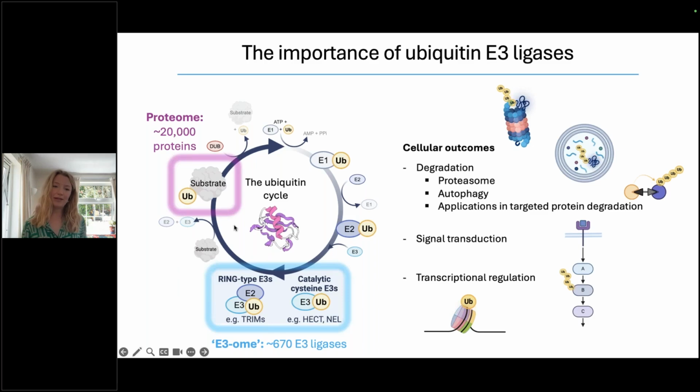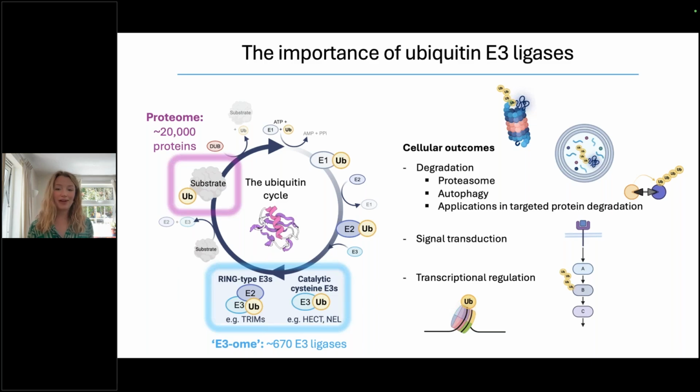Protein ubiquitination can result in a lot of different outcomes in the cell. Most famously, it can result in degradation of substrates either via the proteasome or via the autophagy pathway. And this has really important implications in the expanding field of targeted protein degradation, where E3 ligases can be synthetically linked to either substrates they're already linked to or to novel substrates. So for example, if you're thinking about oncogenic proteins, you can target them for degradation synthetically using small molecules.